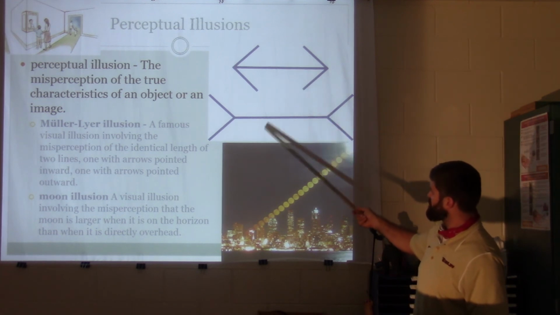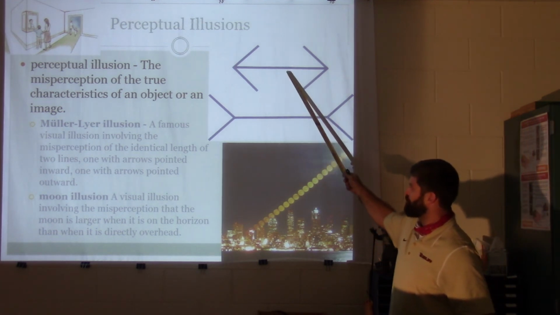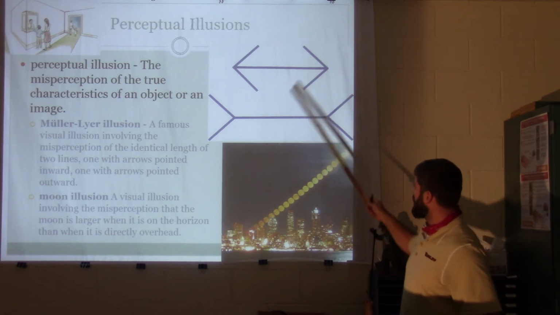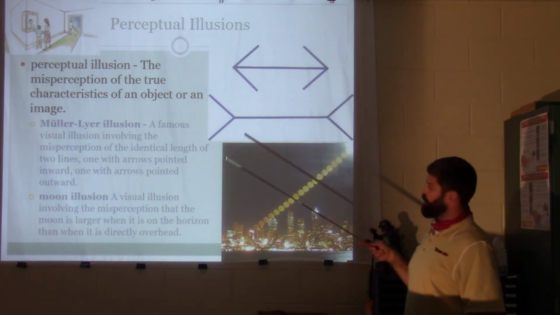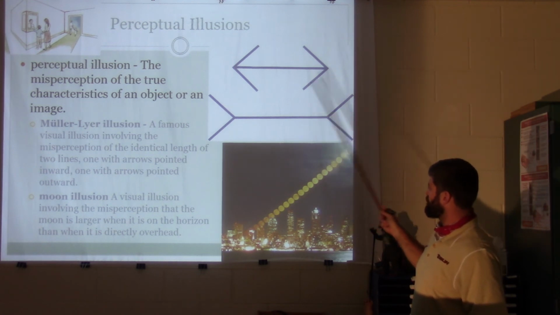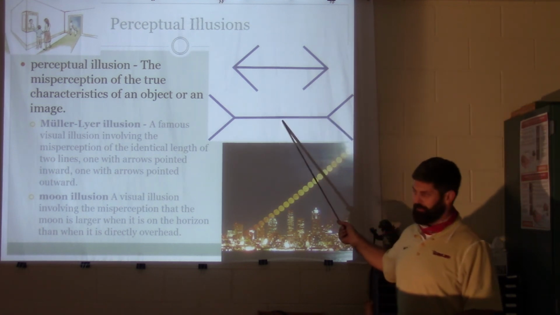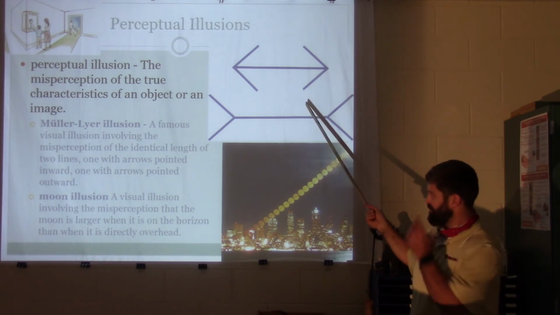Which line is longer? This one or that one? They're both the same. This one looks shorter because these arrows, right, are enclosed, and these arrows are open. This is crazy. You see this in real life all the time. You don't even understand it.